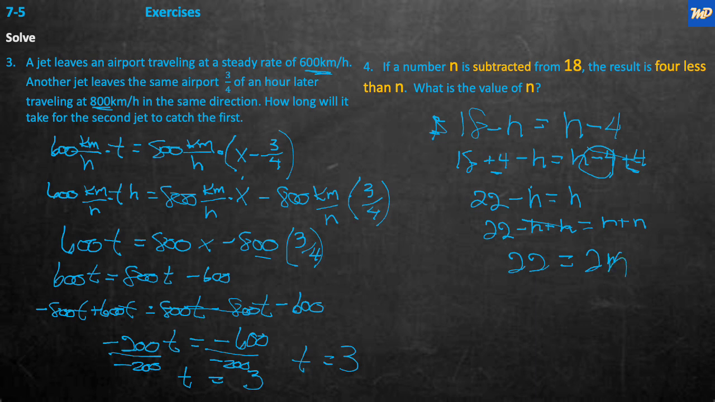And now we have to resolve that. We have to undo the multiplication here. To get rid of this, we're going to divide both sides by 2 or multiply by the reciprocal. Let's multiply by the reciprocal. So the reciprocal of 2 is 1 over 2 times 22 is equal to 1 over 2 times 2n. And this cancels this, leaving us with an n. And 1/2 of 22 is 11. So the answer is n equals 11. Okay? Thank you.